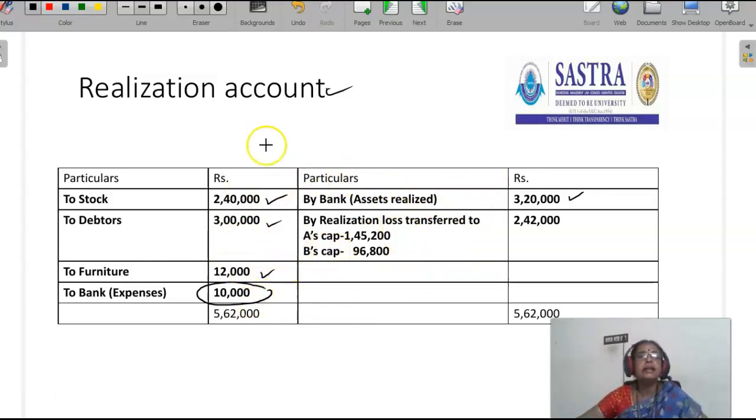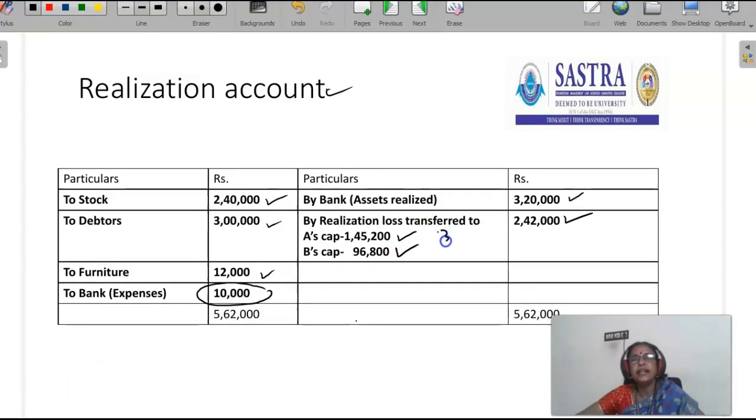So, in this case, the firm suffers a loss of 2,42,000 rupees. That should be transferred between the partners according to their profit and loss ratio. So A's capital account is debited 1,45,200, and B's capital account is debited 96,800 rupees, since their profit sharing ratio is 3:2.